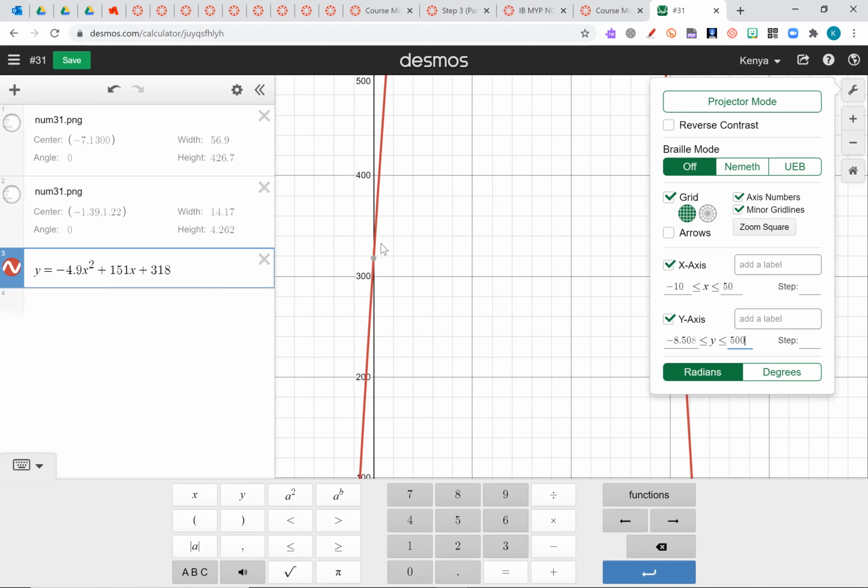But I cannot see the height. Therefore, I need to change my window again. So I'm going to change it to, say, 1,500. And that's pretty good. Let's go ahead and increase that to about 1,700. And now we can see the top of the parabola, the vertex of the parabola, pretty well. Now let's go ahead and answer the question.